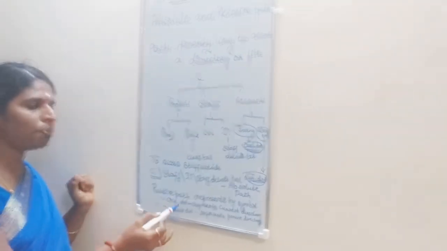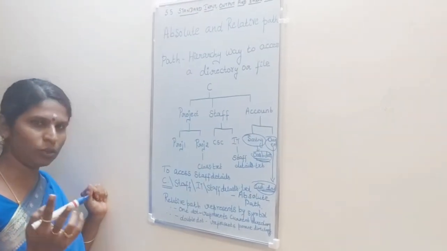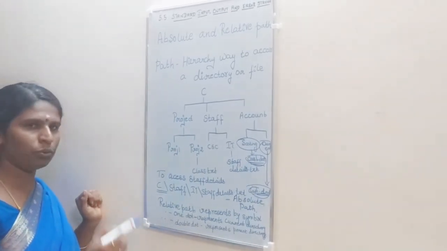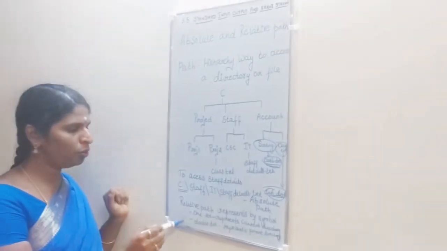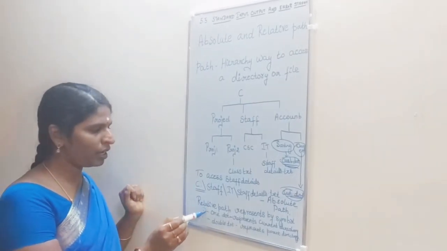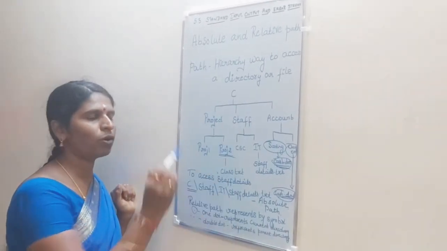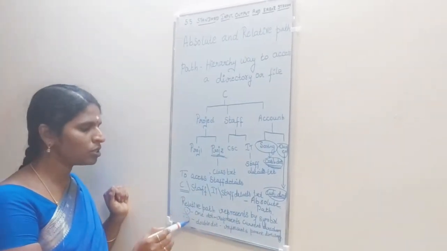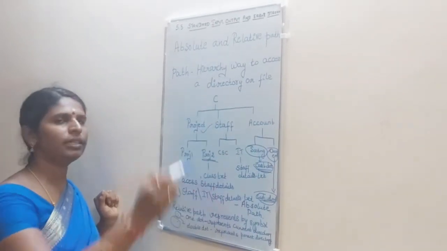Relative path is represented by symbols. Two symbols are used: one dot and two dots. One dot represents the current directory. Two dots represent the parent directory. Here if I use one dot, then my current directory is project2. If I use two dots, then it represents the project directory.